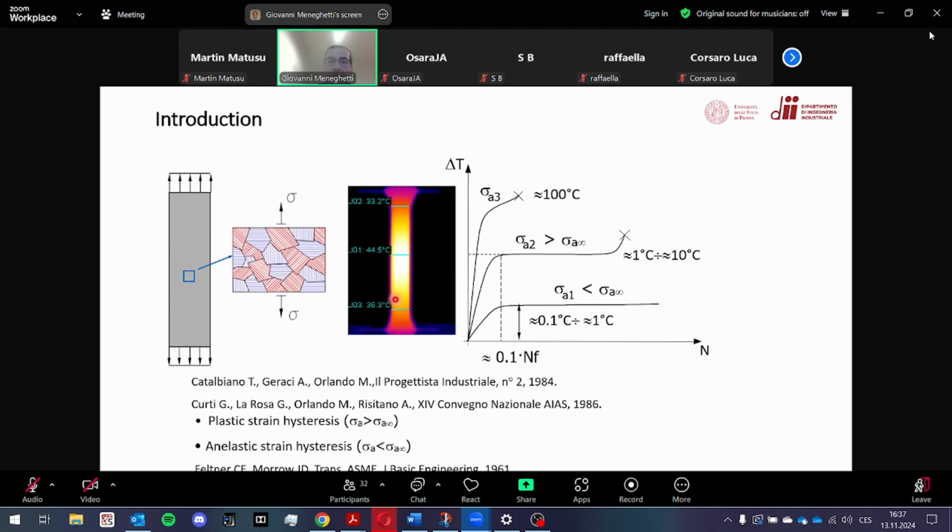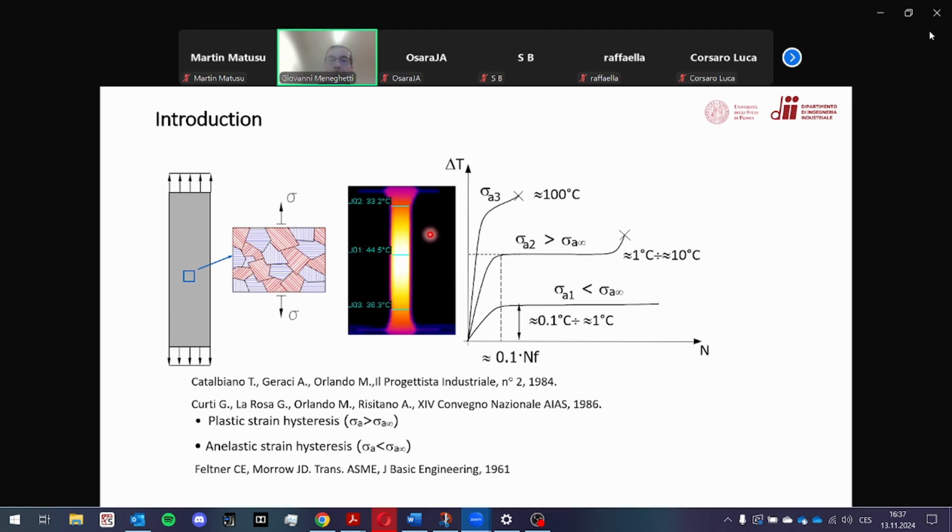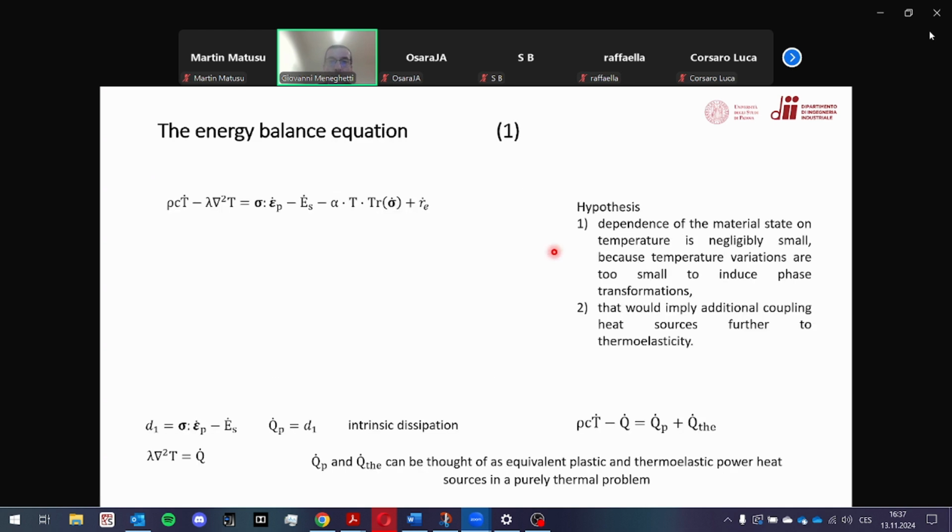As we know, this is a typical picture we can get from an infrared camera when we apply fatigue loads to a specimen. So this thermal increase is telling us that some energy dissipation or energy conversion is taking place. And this is connected to the intrinsic dissipation. So starting from these experimental observations, we can write the energy balance equation for a material undergoing a fatigue test.